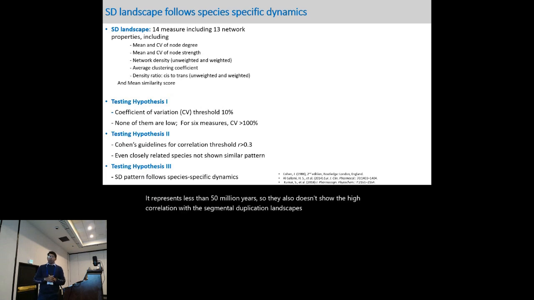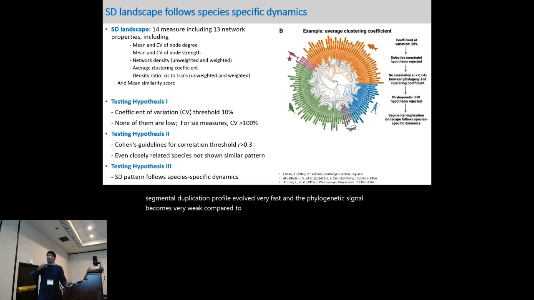So we conclude that the segmental duplication profile evolved very fast, and the phylogenetic signal becomes very weak compared to the segmental duplication landscape. Here is an example for the clustering coefficient measure that shows that the variation is 28% across the species, and the correlation is 0.04, which is very weak.